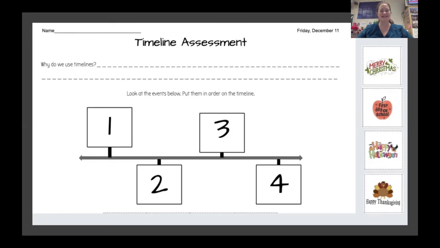Make sure you pay close attention. Do not forget to answer that question at the top. When you're all done, you can go ahead and click that green check mark.